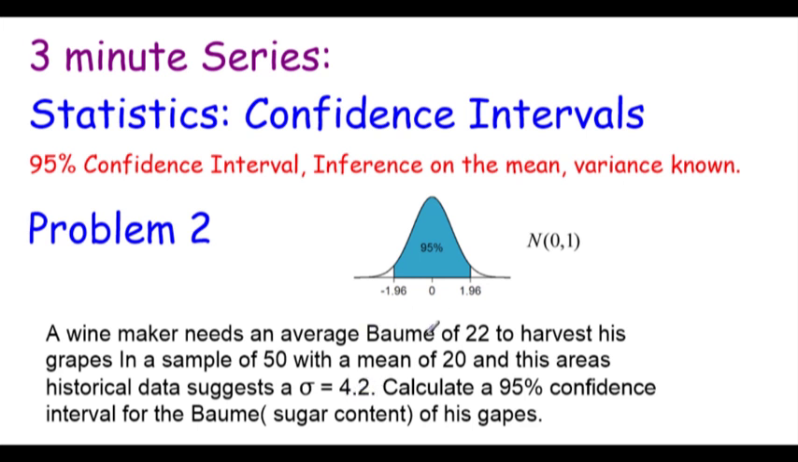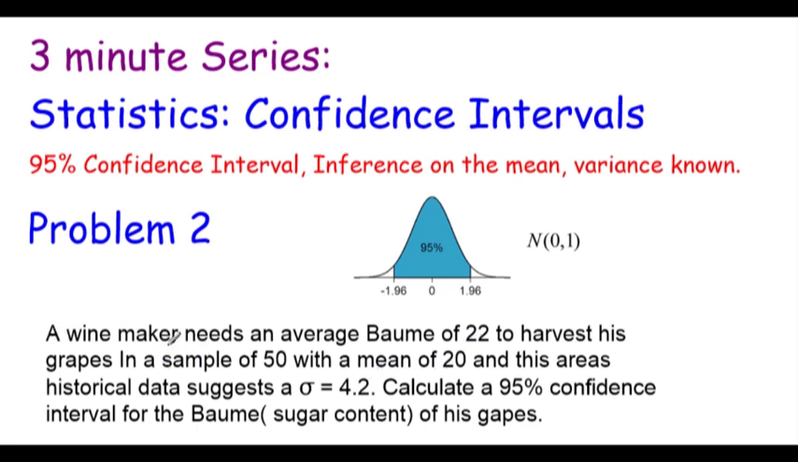But this is a Baume measurement of sugar content of grapes. But you'll see later on we actually would be much better off using the standard deviation of the sample to estimate the variance, and that's going to lead us into what's called t-distributions. But anyway, that's coming up next.